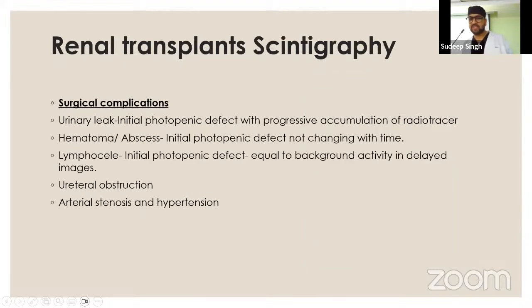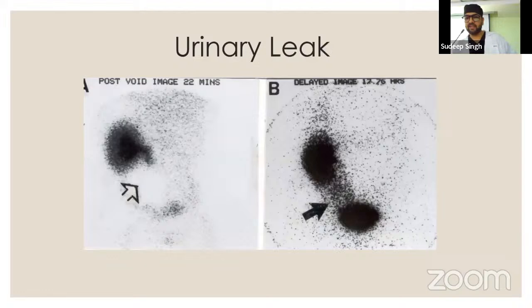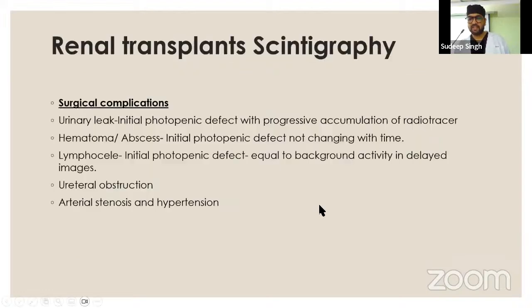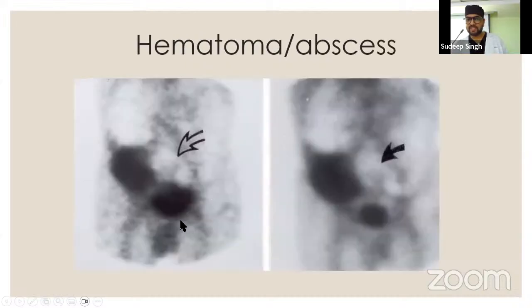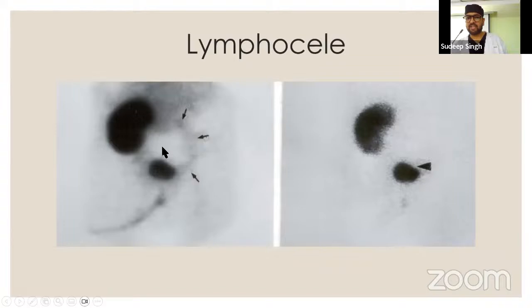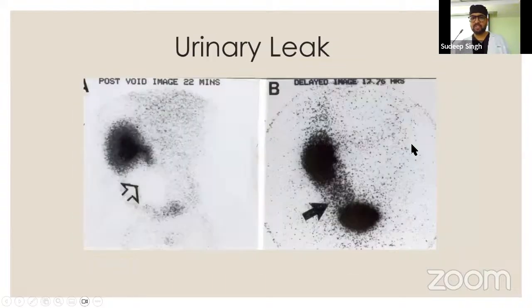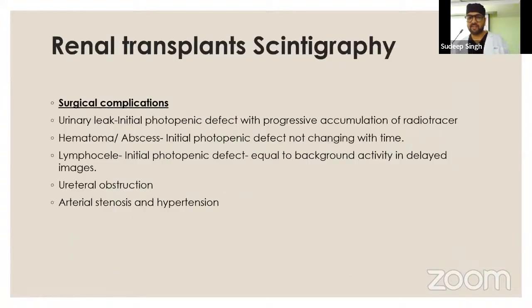For renal transplant scintigraphy, the surgical complications: urinary leak. In urinary leak, there is an initial photopenic defect, which increases with progressive radiotracer accumulation. And in abscess, there is persistence of the initial photopenic defect. And in a lymphocele, there is an initial defect, which becomes almost equal to the background activity in the delayed phase. So this can be used for renal transplant scintigraphy.